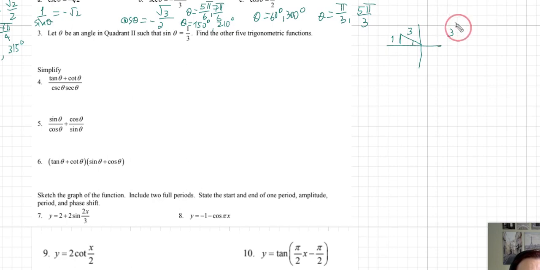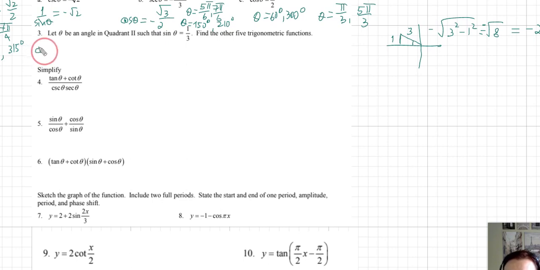To do that, we're doing 3 squared minus 1 squared, which is going to be 8. And then we have to take the square root of that to figure out our adjacent. And we have to make it negative, because it's in the second quadrant. Negative square root of 8 is negative 2 root 2 after we simplify this. All right, find the other 5 trig functions.